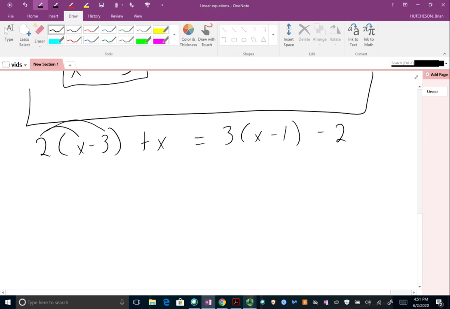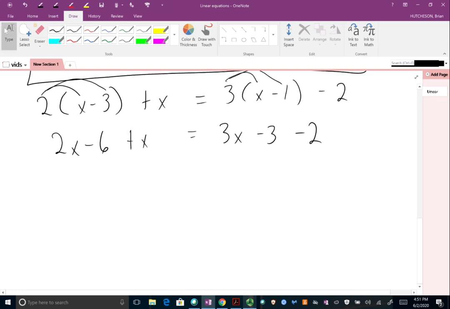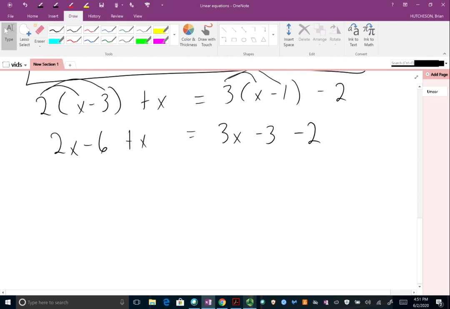So on the left-hand side, we get a 2x minus 6 plus an x. And on this side, we get a 3x minus a 3 minus a 2. Well, combine our terms. I have 2 chickens plus another chicken, which gets me to 3 chickens minus a 6. And over here, these are my like terms. And I get a 3x minus 5.